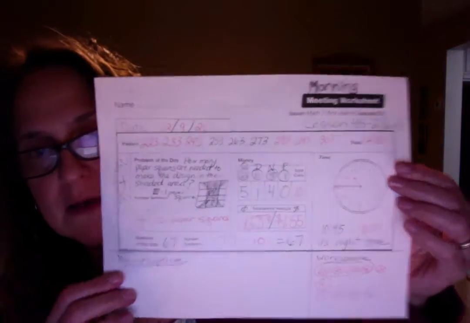So today you are to work on your morning meeting. So hopefully you did that already and you're ready to check it. So today's date I had 12/9/20. You might be 12/10/20, whatever date you did it. Then we have the pattern.